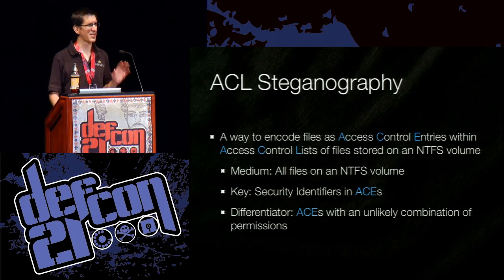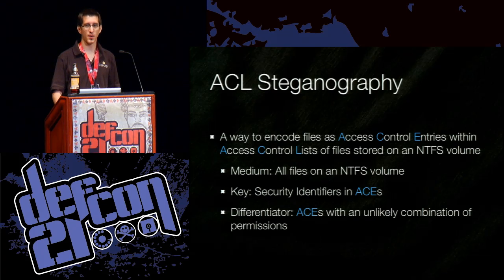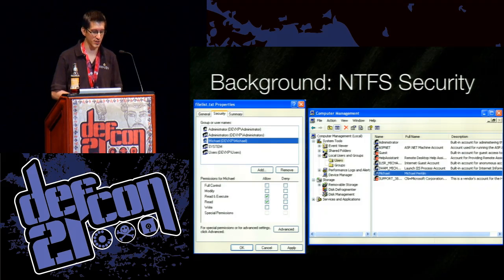Before we get into more of how the scheme works, I want to backtrack a bit and talk about how NTFS security works under the hood, just so that we can understand how the scheme works. So on screen here are two images. The one on the left is the security tab of the properties window for a file. This shows that there's a user, Michael, who has read and execute permissions on the file that has been right-clicked. On the right side, we see the computer management window. This is where Windows adds users and you can manage the users. And there is a user, Michael, there.